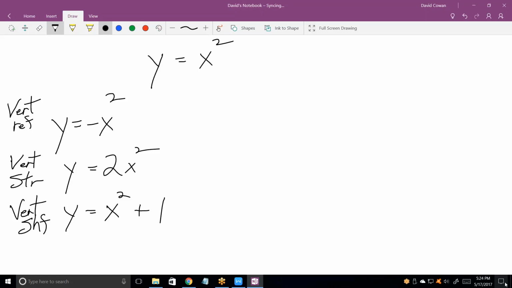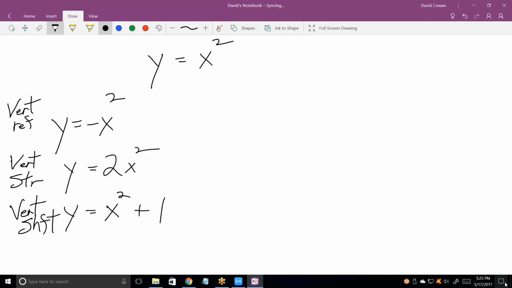Vertical shift, yeah. Okay, now let's look at the horizontal ones. The reason I call this a vertical reflection is that negative sign is outside the function. It's a vertical stretch because that 2 is outside the function. And it's a vertical shift because that +1 is outside the function.